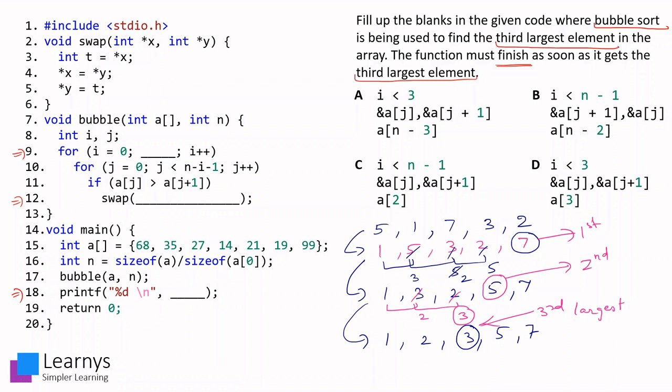So I can say that for my bubble sort, to find out the third largest element, and because we have to finish as soon as it gets the third largest element, I just need to have 3 passes. Now for 3 passes, see at line number 9, the i loop takes care of the number of passes we have to make. Since i is starting from 0, when i is 0, there will be a first pass, i is 1, there will be a second pass, and i is 2, there will be a third pass. So I can say i less than 3.